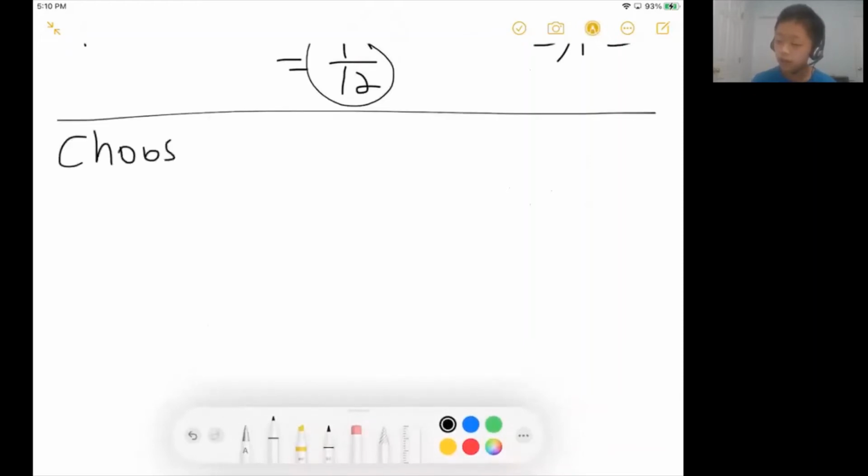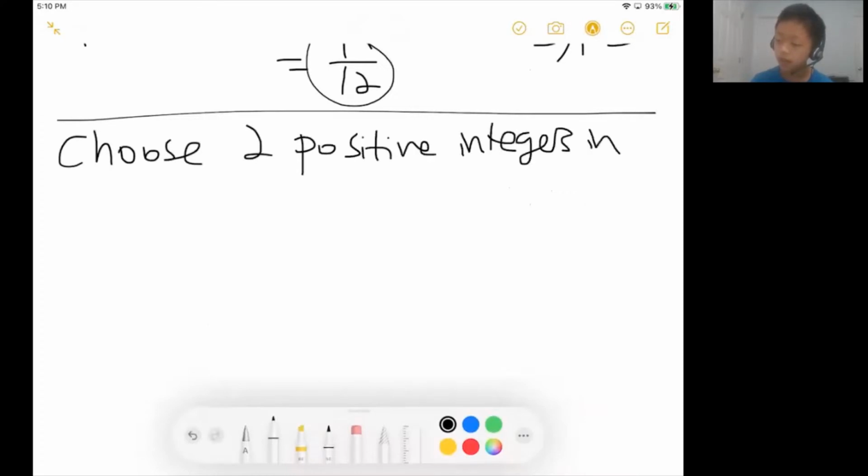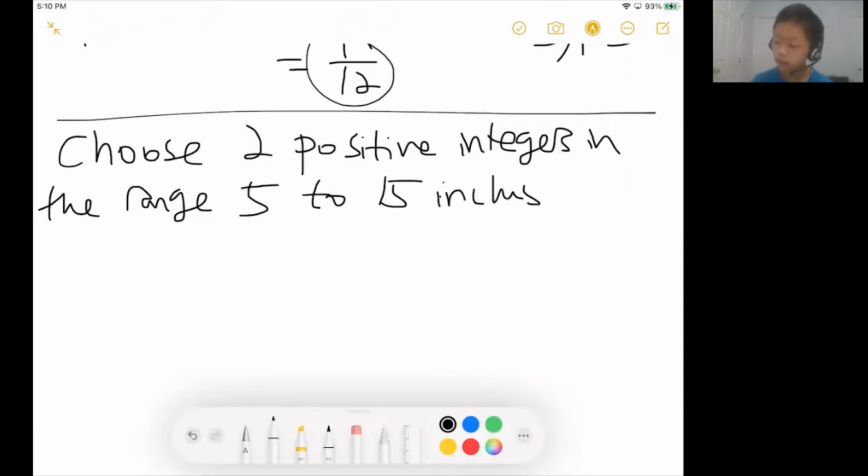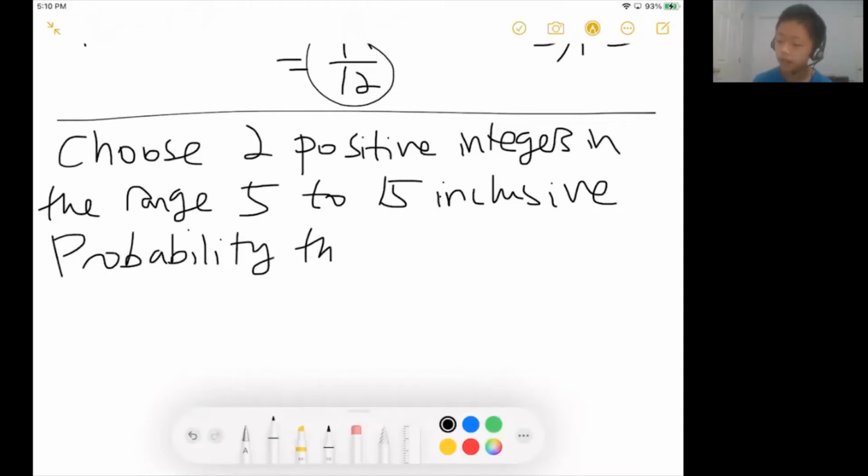Choose two positive integers in the range 5 to 15 inclusive. You want to know what is the probability that the product of the two numbers is odd.